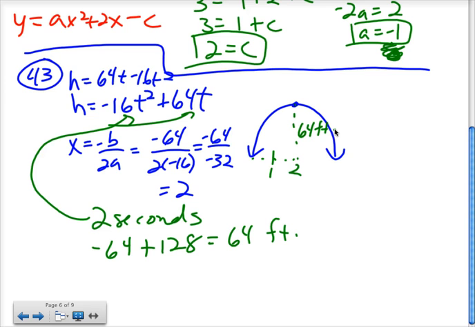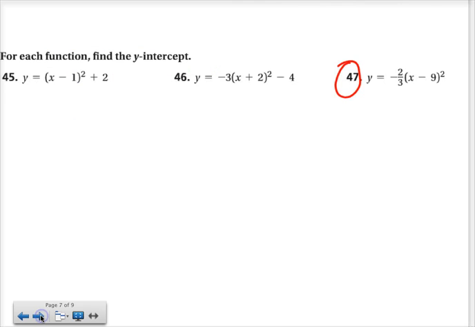Then number 47. Number 47 says we are supposed to find the y-intercept. And again, it's not that this one is hard. I just think with the fractions in there, some people get a little weirded out. And remember that the intercept is always going to be the y-intercept 0, something. So what we're finding is, what do you get if you put a 0 in there?